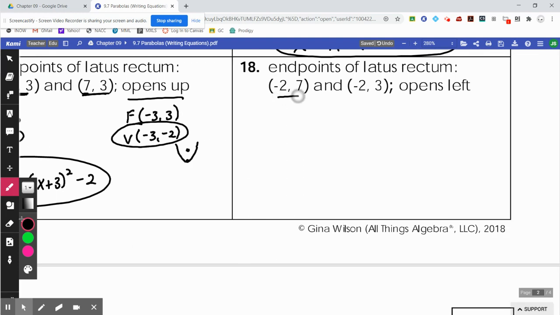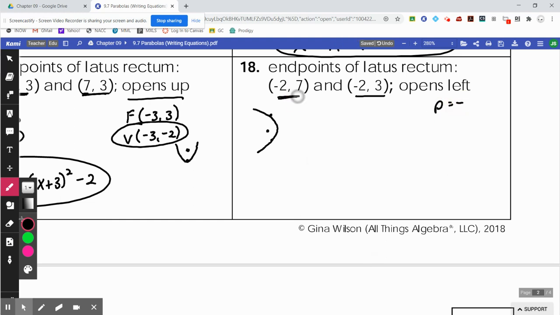Endpoints of the latus rectum, (-2, 7) and (-2, 3). Those are going to be above each other. So it's going to look like this. And it says it opens to the left, so therefore that's going to be a negative p-value. So let's go ahead and write that down. P is equal to negative.